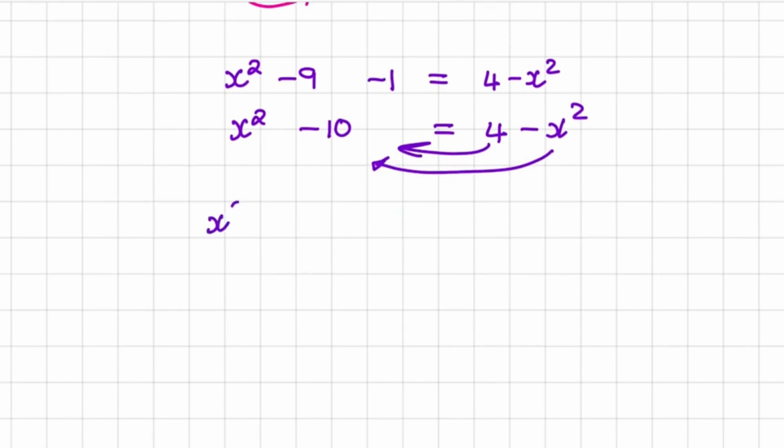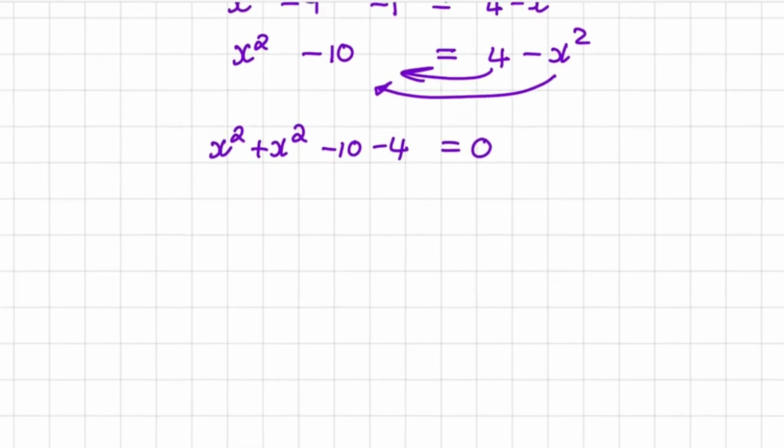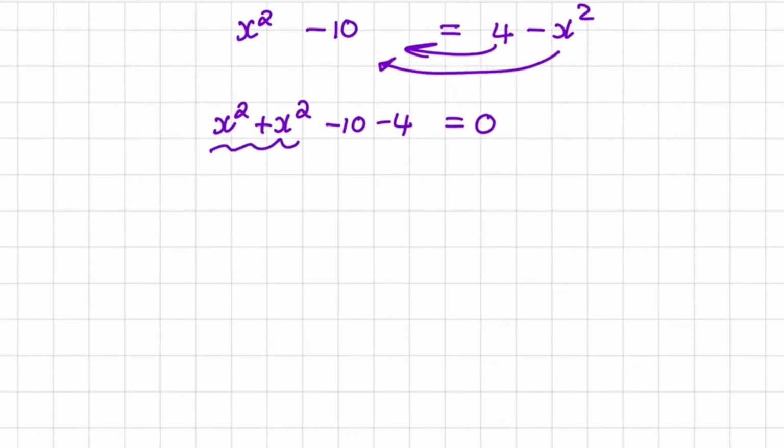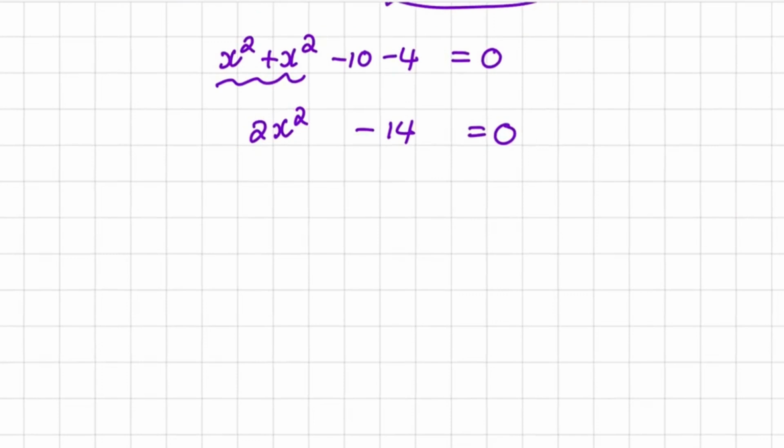So I have x squared plus x squared. So moving this negative x squared becomes plus x squared. Minus 10 minus 4 equals 0. And if I add like terms together, I have 2x squared minus 14 is equal to 0. Now this is a slightly different solution.